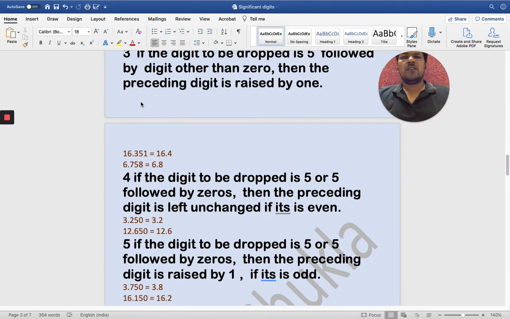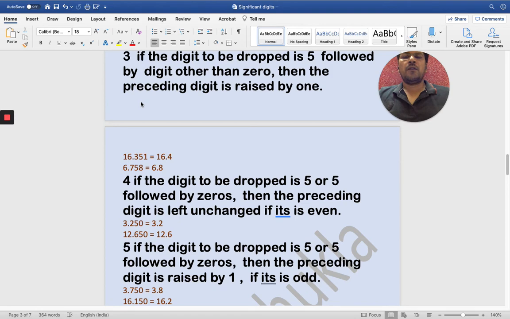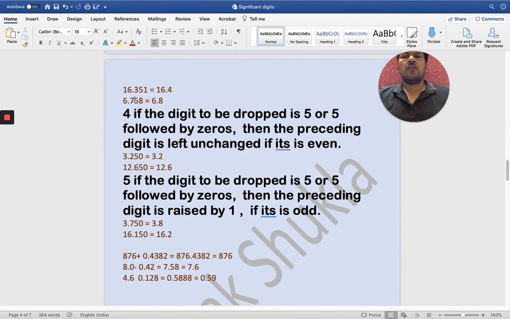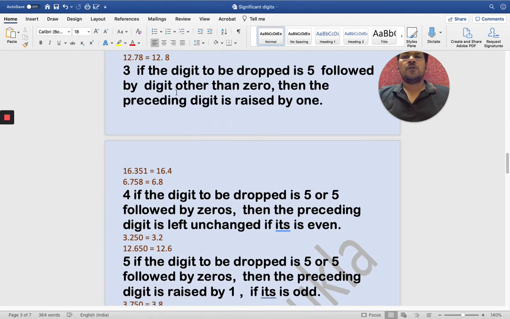Next is, if the digit we are supposed to drop is 5. Previously we had only 2 digits after the decimal point. Now after the point we have 3 digits. So first of all, we have 16.351, and now we want to drop this up to point 3 and remove the later part. So what we are doing is that if there is a digit other than 0, then the present digit is raised by 1 if 5 is there. But after that 5, what is that?